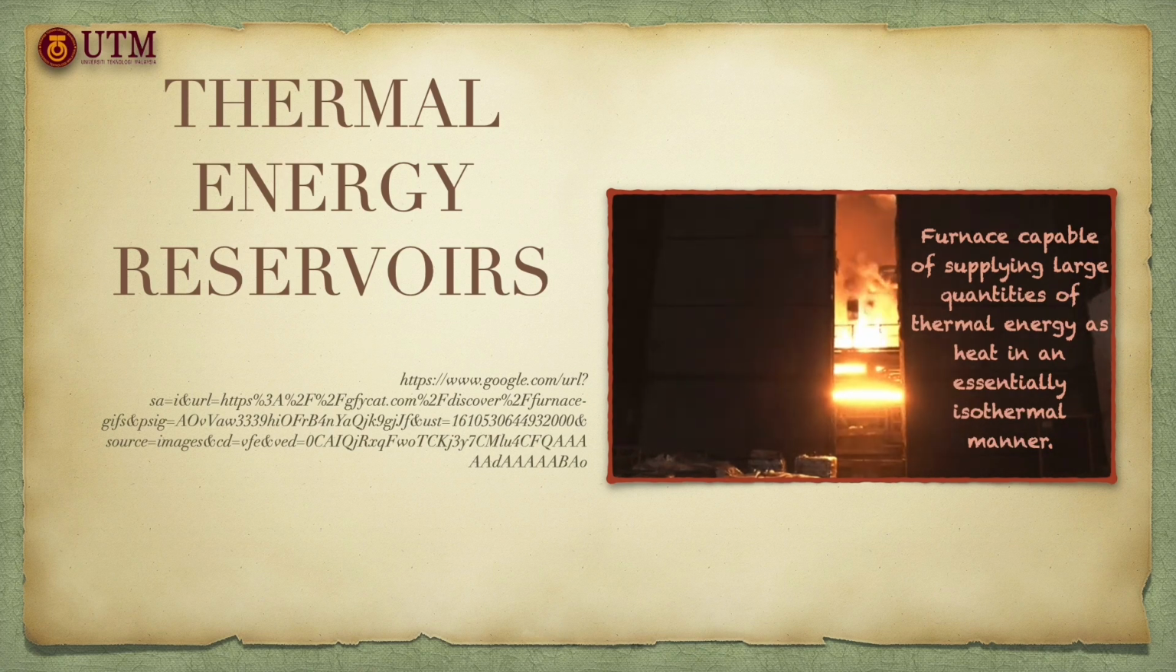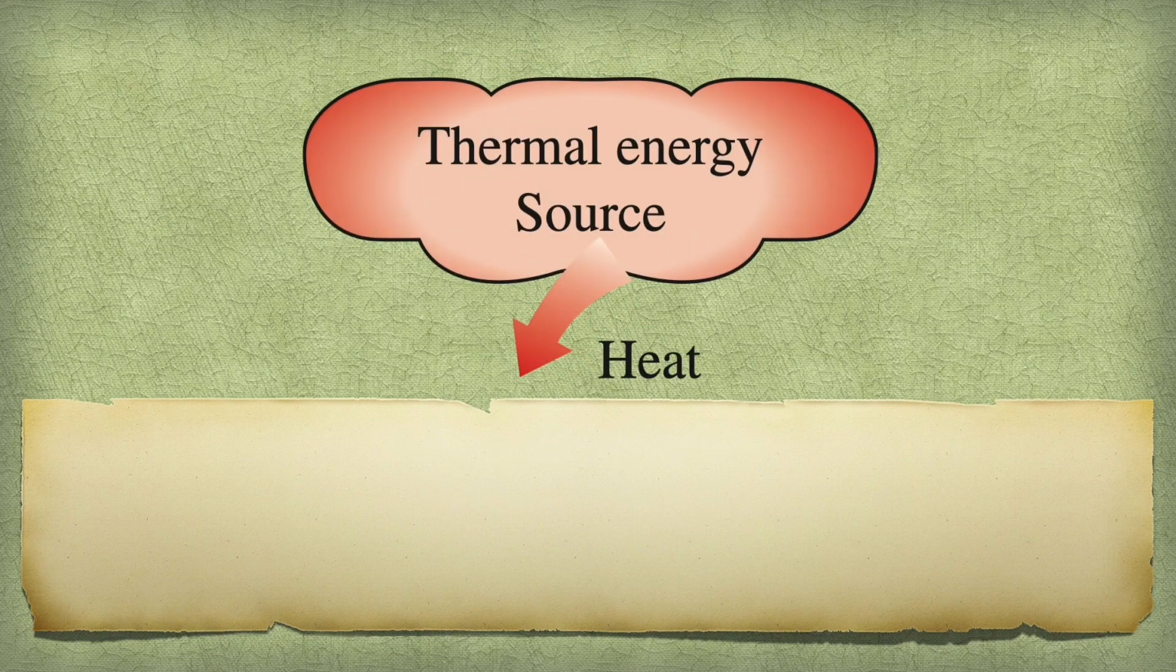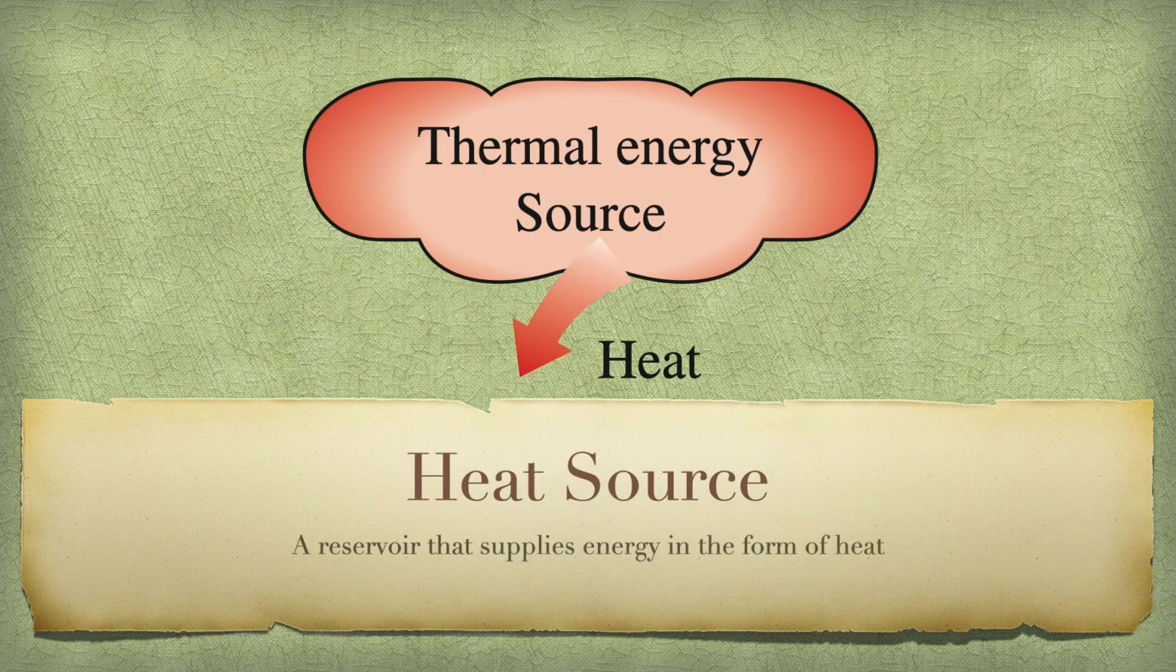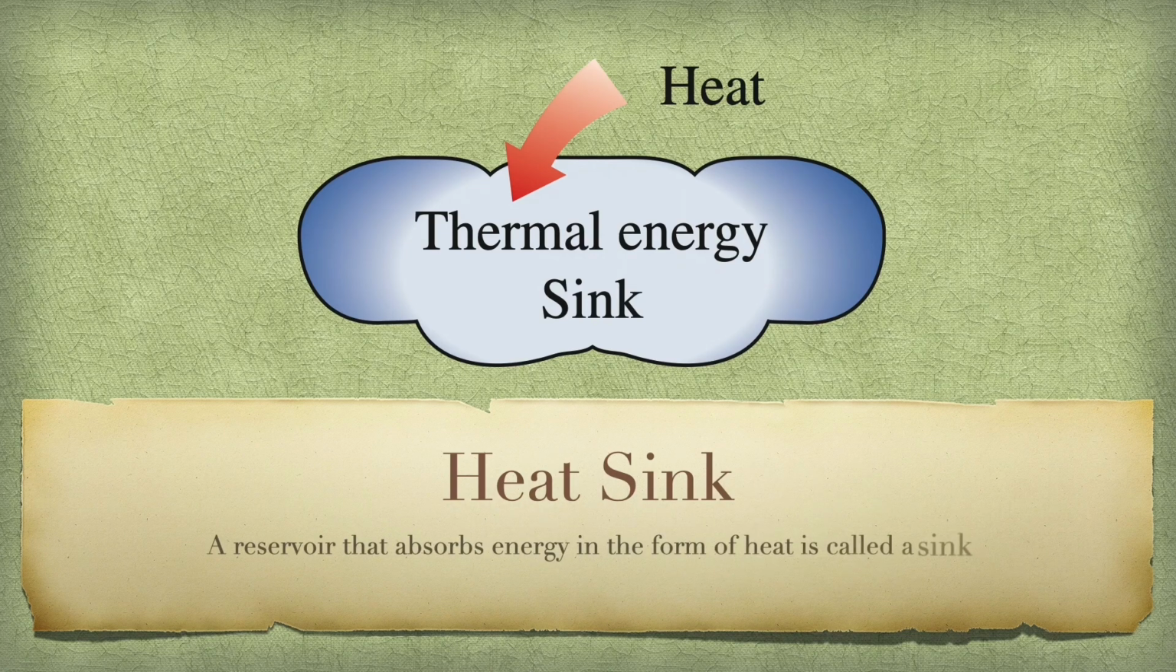Any physical body whose thermal energy capacity is large relative to the amount of energy it supplies or absorbs can be modeled as one. There are two types of thermal energy reservoirs: thermal energy source and thermal energy sink. A thermal energy source is defined as a reservoir that supplies energy in the form of heat. A thermal energy sink is defined as a reservoir that absorbs energy in the form of heat.